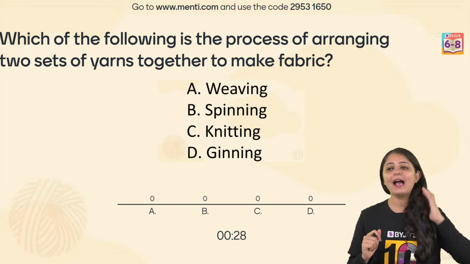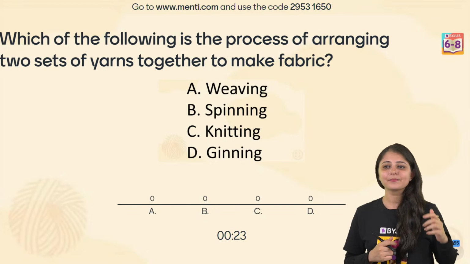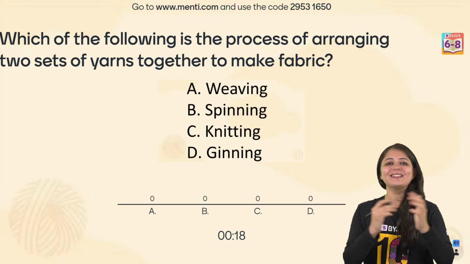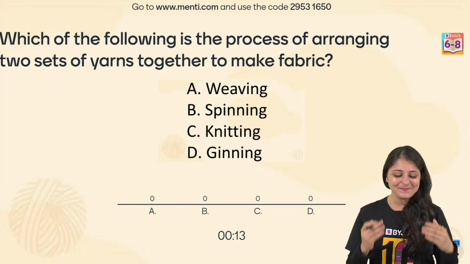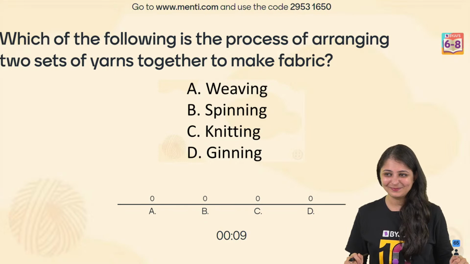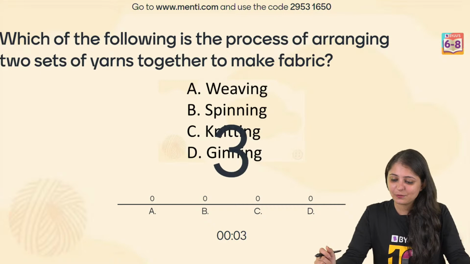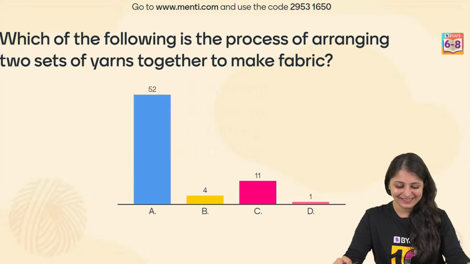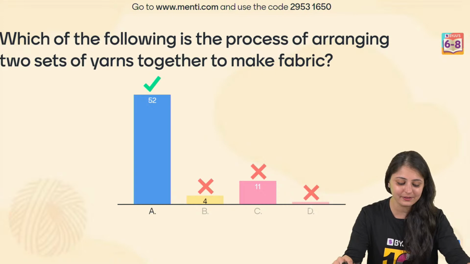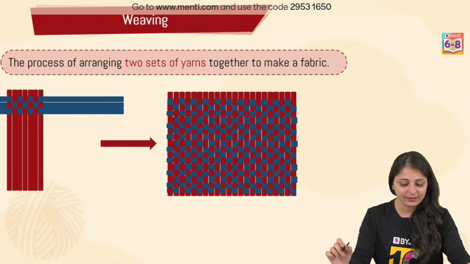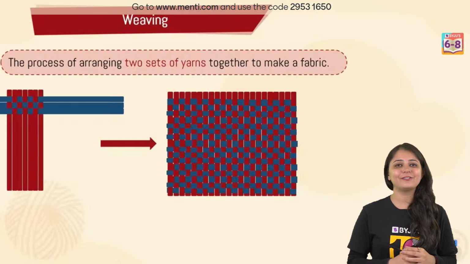And in case you people have just missed it by any chance, can I have the chat box over here? All right. So in case you've missed revising this question at any point of time, even right now, you'll notice that we've discussed this. Yeah. Last 5 seconds. Question number 11. The catchphrase is two sets of yarns. Well done. 52 of you got the answer right, which was weaving. So yes, you people have marked it right. We've discussed weaving. We use two sets of yarns to make a fabric.